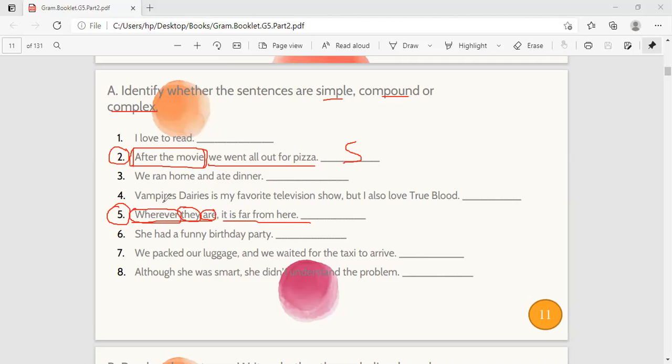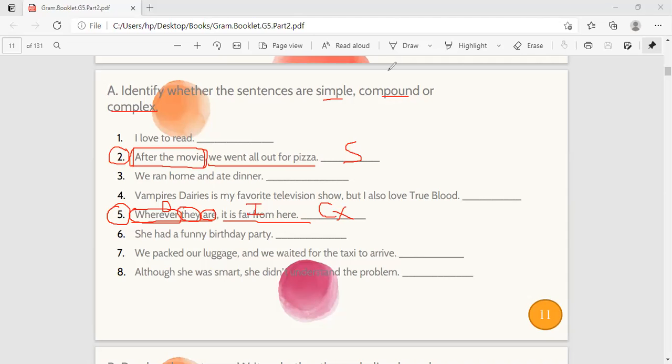So here, what does it make? It makes a dependent clause. It is far from here. Subject, predicate, complete idea. So it makes an independent clause. So here I consider it a complex sentence. So you see the difference between 2 and 5?